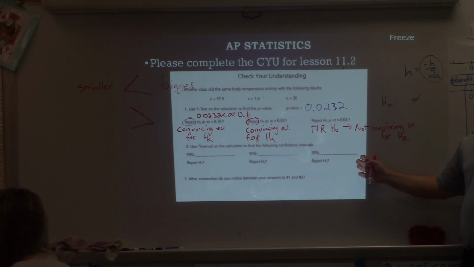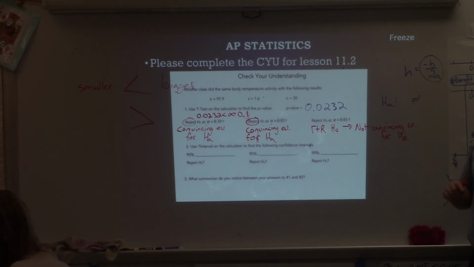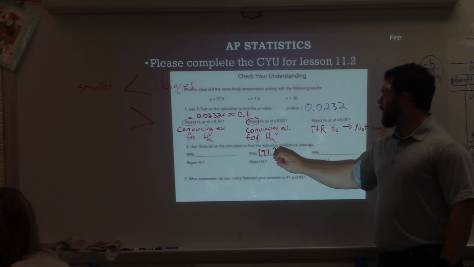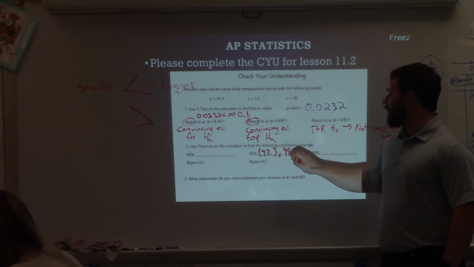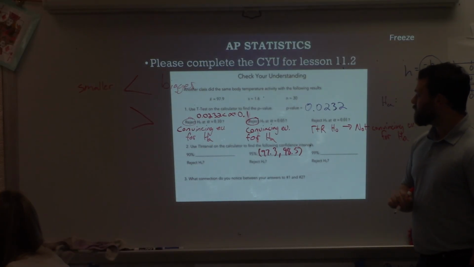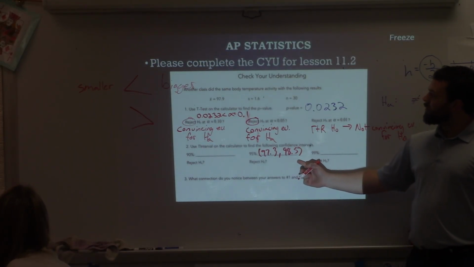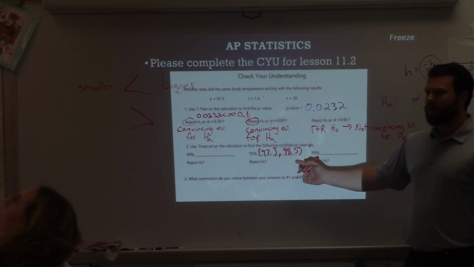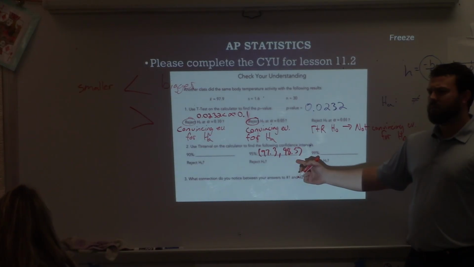All right, did y'all do your t intervals already? Okay, what's the 95%? 97.3 to what, 98.5? Yeah. Okay. So would that cause us to reject our null hypothesis of, what was it, 98.6?